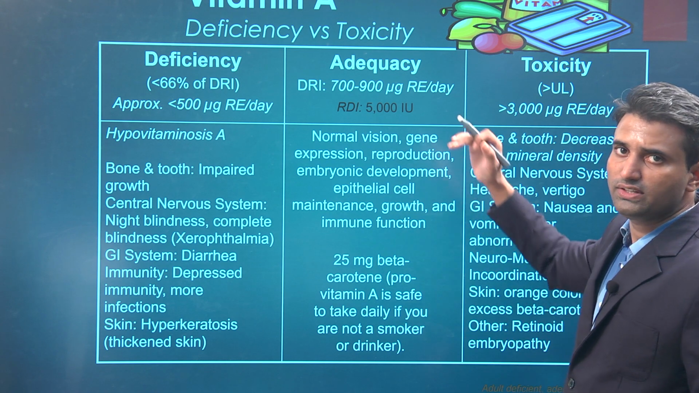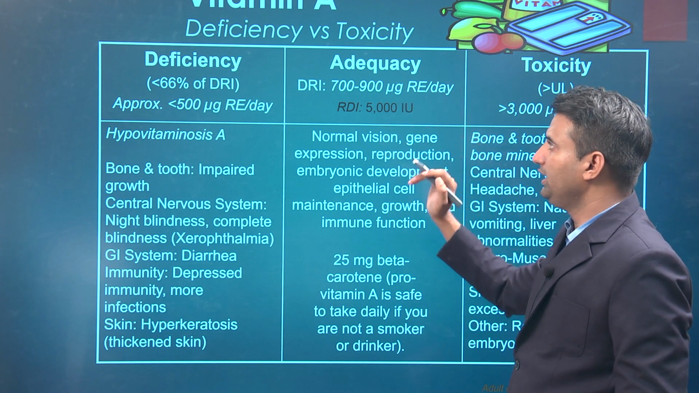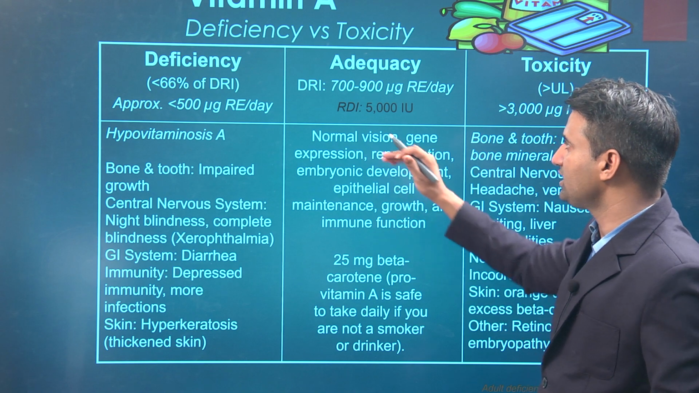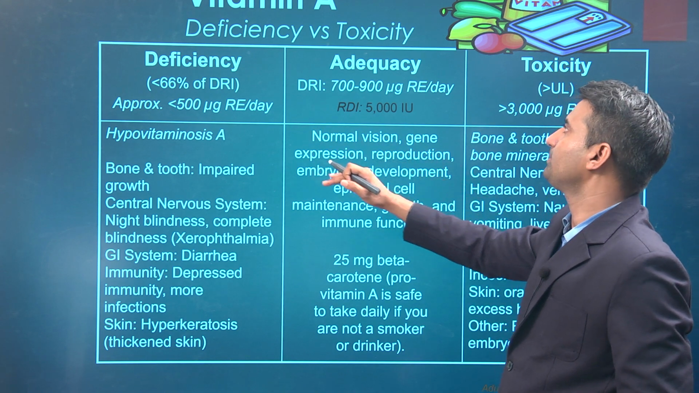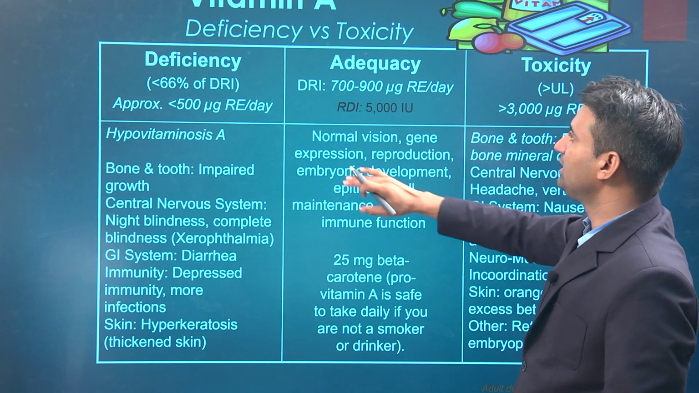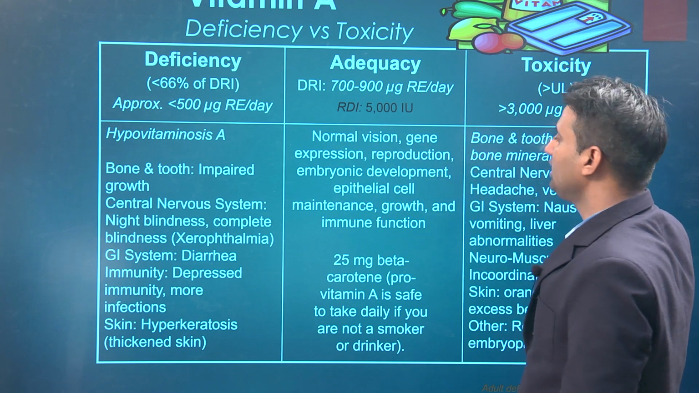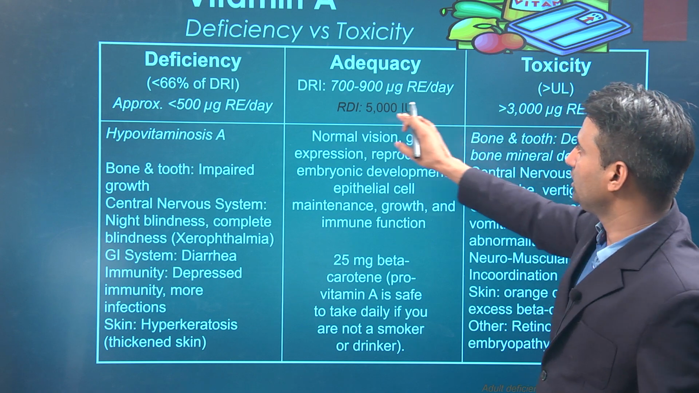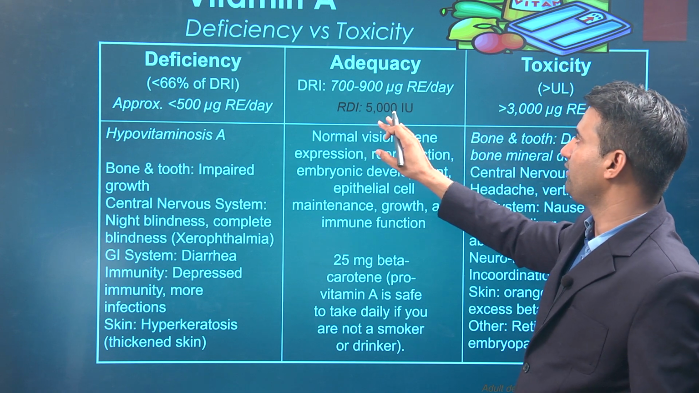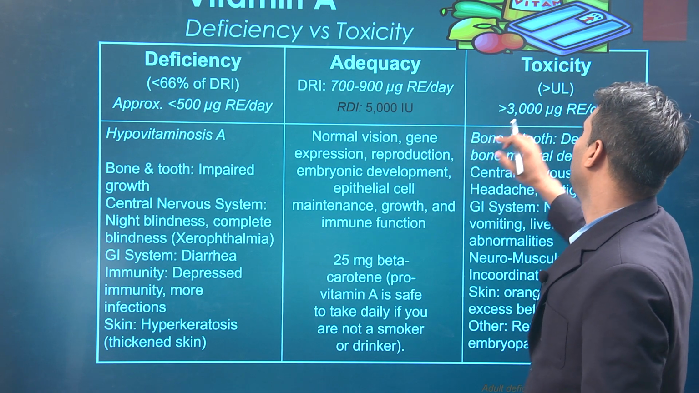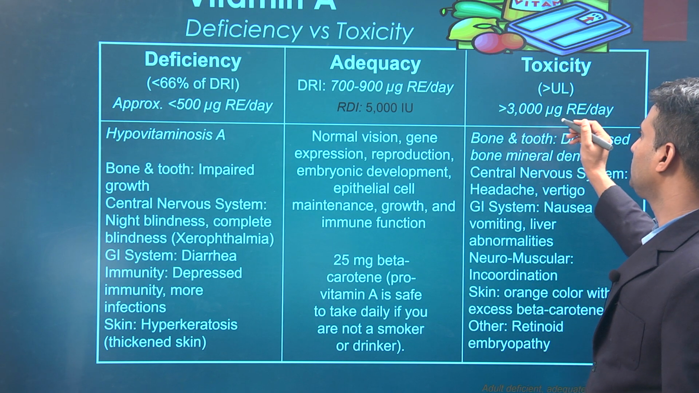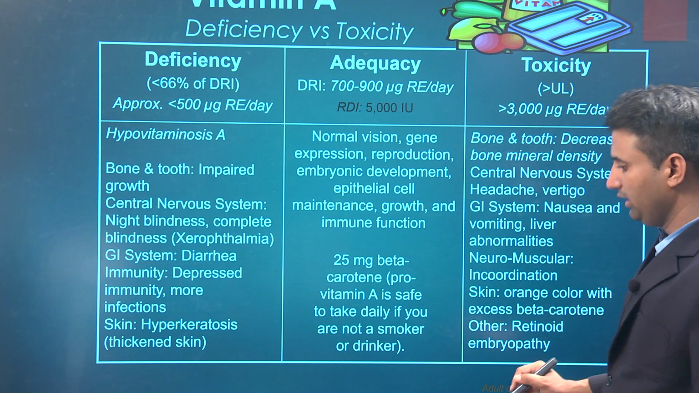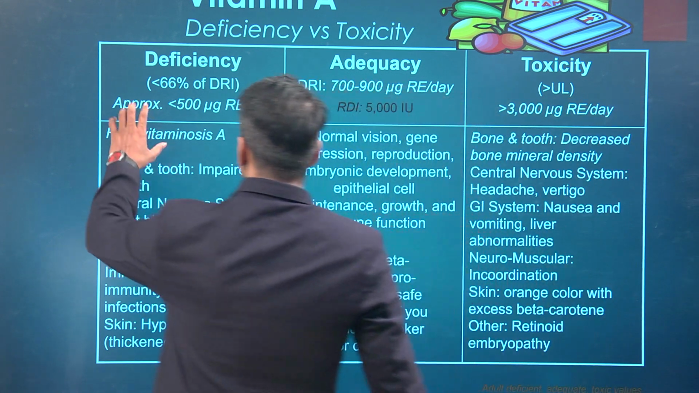So we will discuss first of all the vitamin A. In vitamin A we will discuss first of all deficiency, whenever it is less than 66%. Then adequacy means it is not deficiency, neither is it a toxicity to us. So that would be around between 700 to 900 microgram. Then toxicity would be there whenever it is going to be higher than 3000 microgram RE. So that is the thing we have to understand.